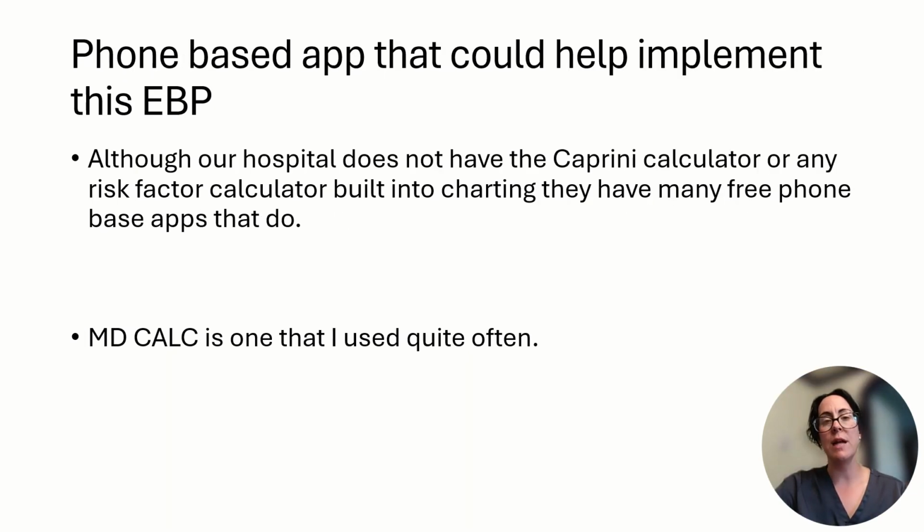But there is a phone-based app that could help implement this evidence-based practice, and although our hospital does not have the Caprini calculator or any risk factor calculator in our charting system, we have a free phone app that we can use to accomplish this. The one that I'm currently using is MedCalc, and I use it quite often for CHA2DS2-VASc score, Caprini score, HEART score, and those types of scores.